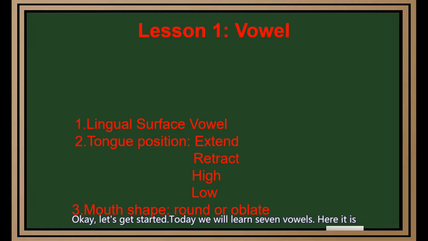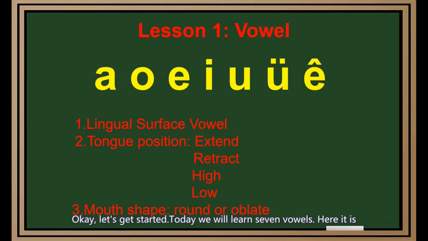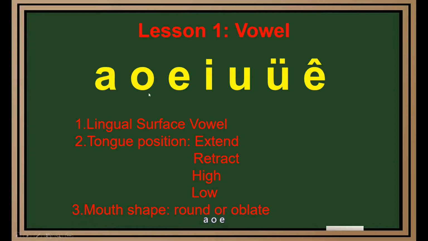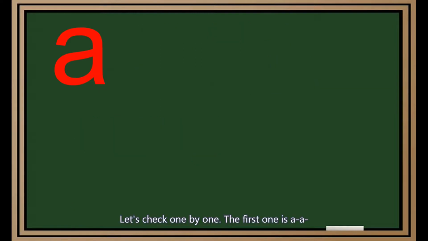Okay, let's get started. Today we will learn 7 vowels. Here they are: A, O, E, U, Ü, and another A. This is the difference between these 7 vowels. Let's check them one by one.